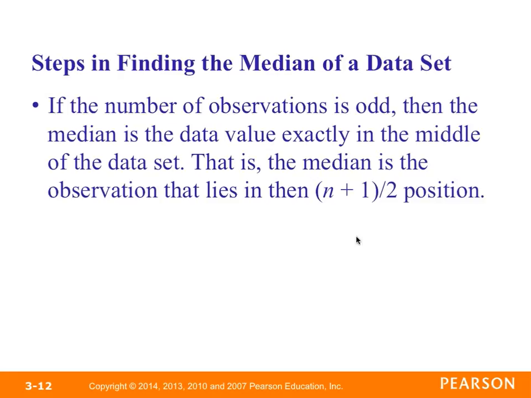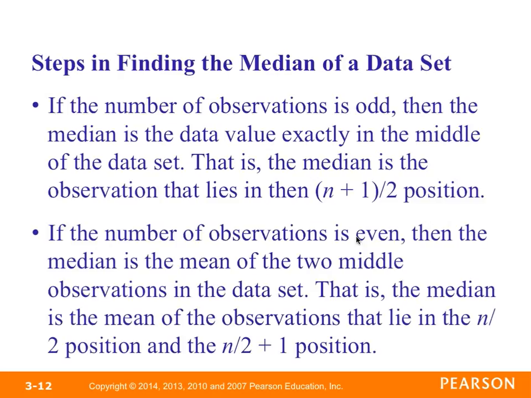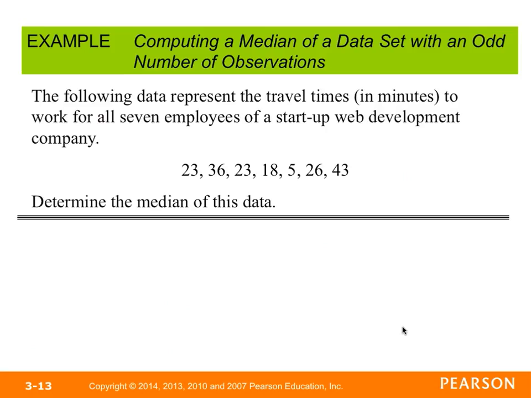However, if you have an even number of observations, then the median is going to be the mean of the 2 middle observations. So that's just to say that you basically find the 2 middle numbers in your data, and then you add them up and divide by 2.